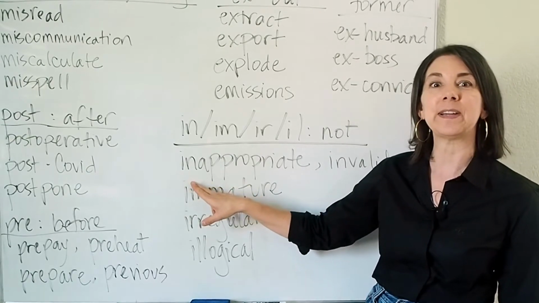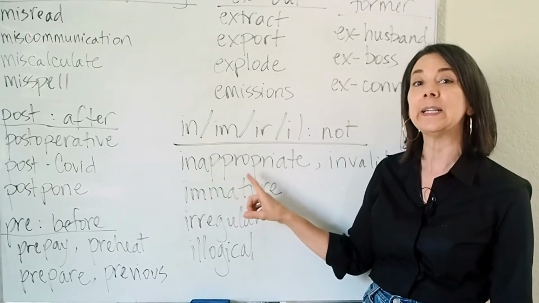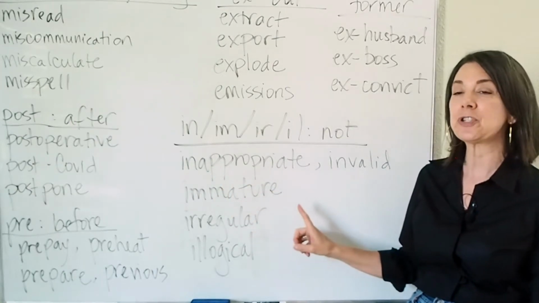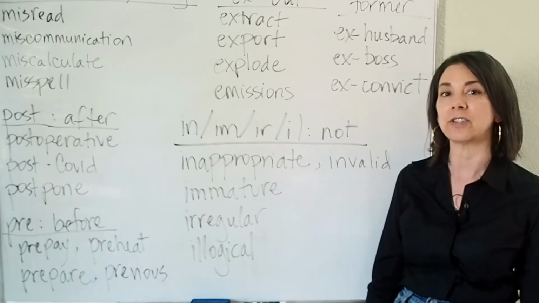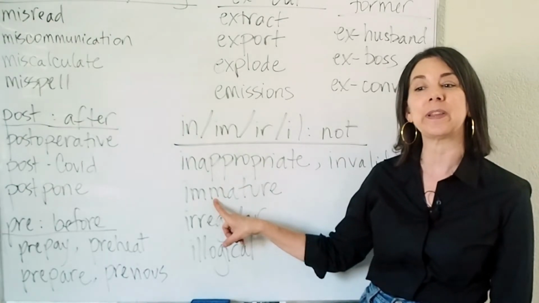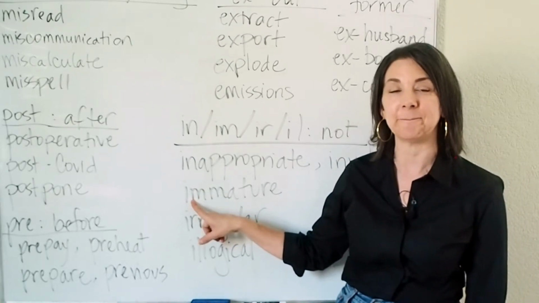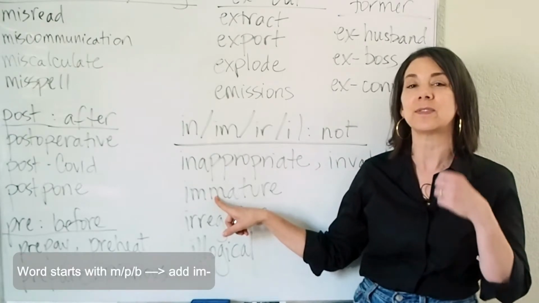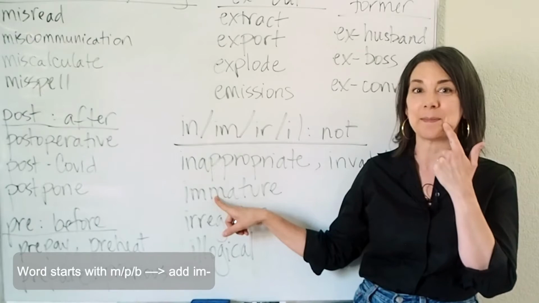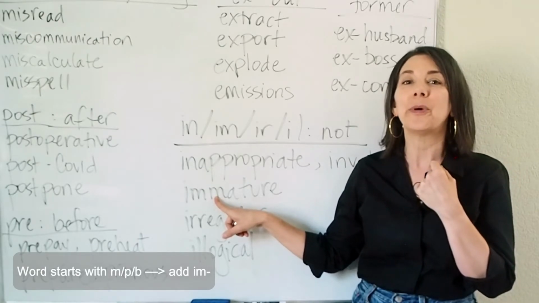So for this prefix, notice that the spelling can change, and I'll show you the rule. We have inappropriate, immature, irregular, and illogical. If the word starts with an M, you're going to add the prefix im. And this is also the case if the word starts with other sounds that we use both lips to make. So M or P or B.